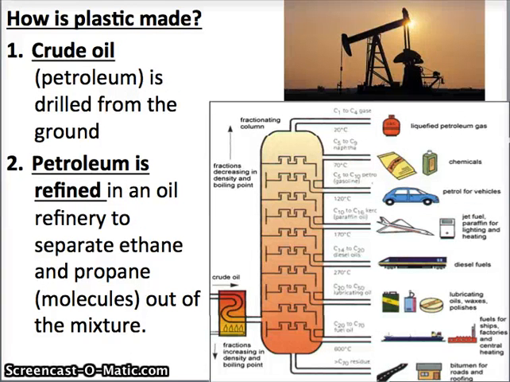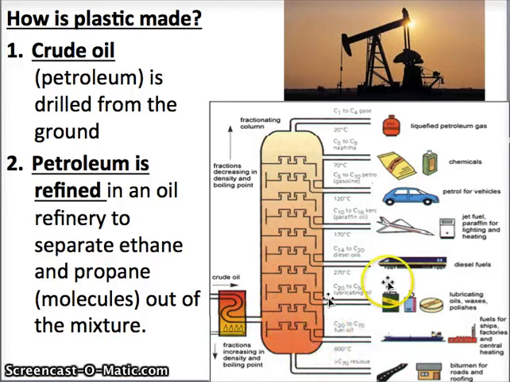Now let's talk about how plastic is made. So first step, crude oil, which is petroleum that's straight drilled from the ground, first is obtained, and then it gets shipped to an oil refinery. Remember, at the oil refinery, what they do is they heat up the crude oil, and they start separating them into different types of fuel.